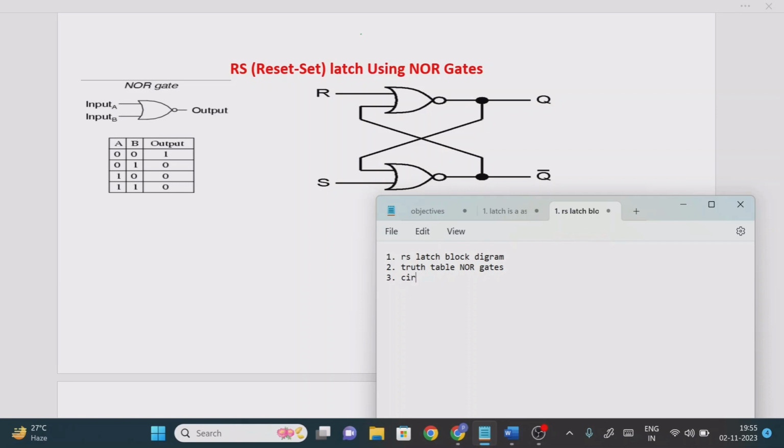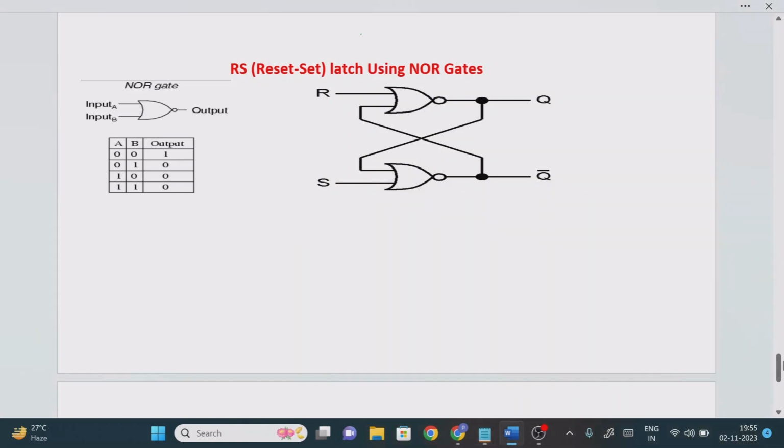Once it is done, next we will write the circuit diagram design for the RS latch. After that we will write the truth table representation. Earlier truth table means only for the NOR logic gate; now we are going to explain the truth table for the RS latch. So first we will see the block diagram representation of the RS latch, then the truth table of the NOR gate, then the circuit diagram of the RS latch, then the truth table for the RS latch as well as the operation with an example. These are the things we are going to cover in today's session.